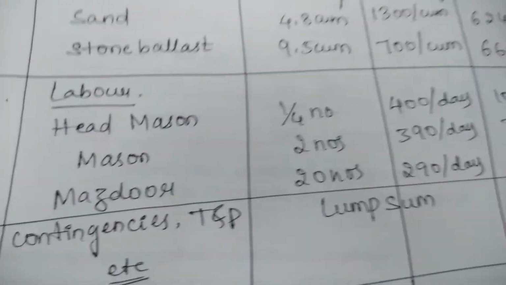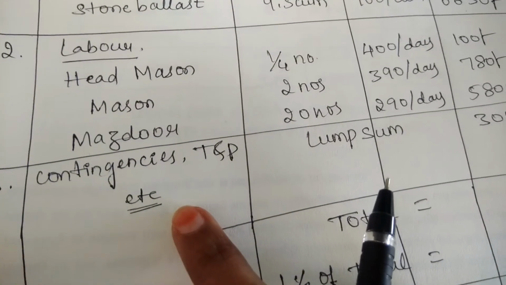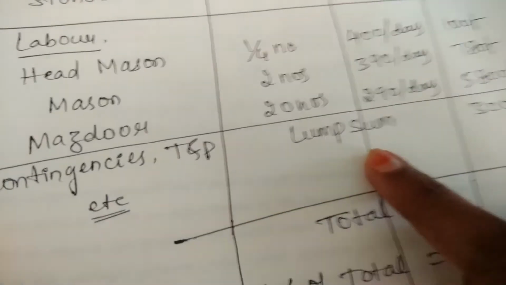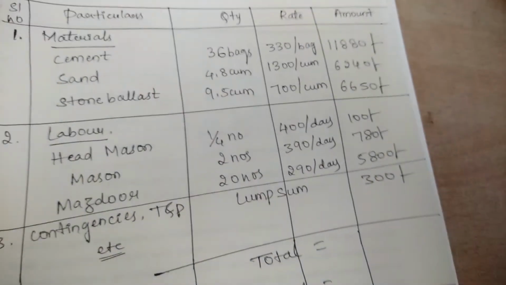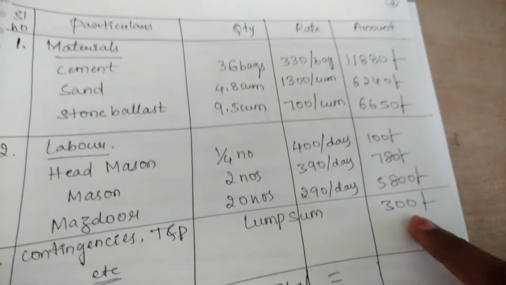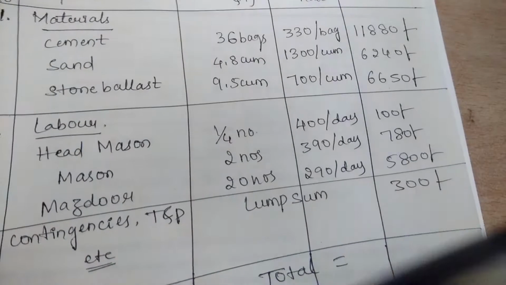So this completes the labor calculation. Then moving to the third part, that is the contingency part, we will be assuming a lump sum amount of 300 rupees. Now, after finding all three values, you need to add all the amounts in the amount column.